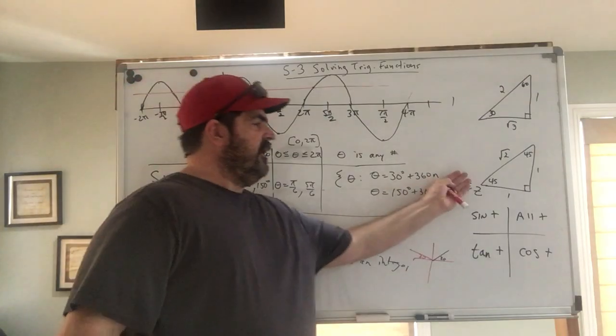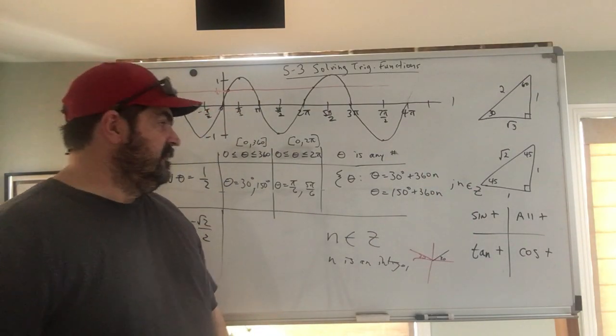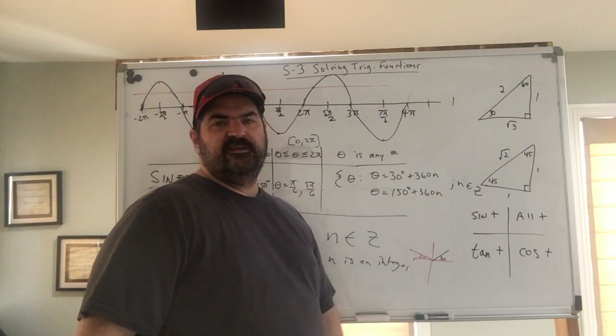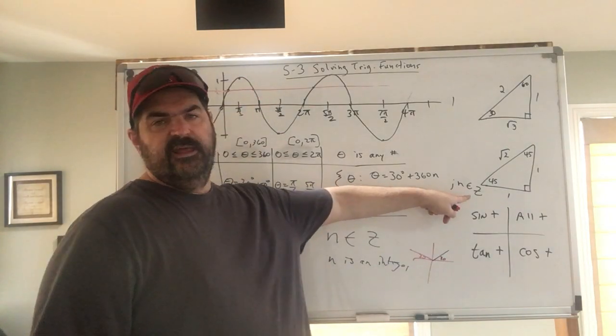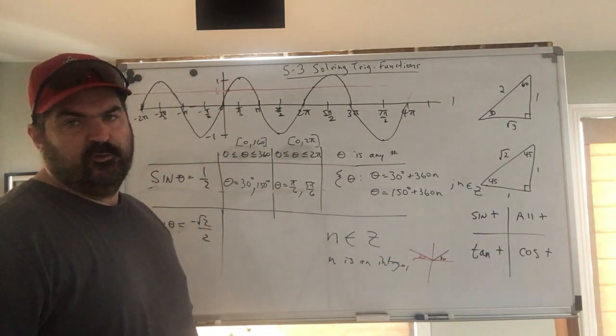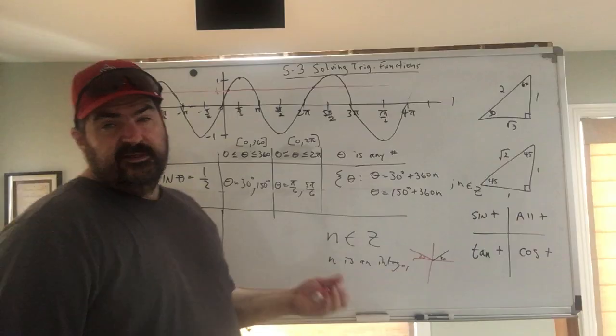If you do not write that, you're technically incorrect. I would disagree with you. Because you can't say, hey, 360n, and I'm not going to tell you what n is. So don't be lazy. Either write n ∈ Z or n is an integer. Pick one, whatever makes sense to you. All right? And that's how you list all the answers.